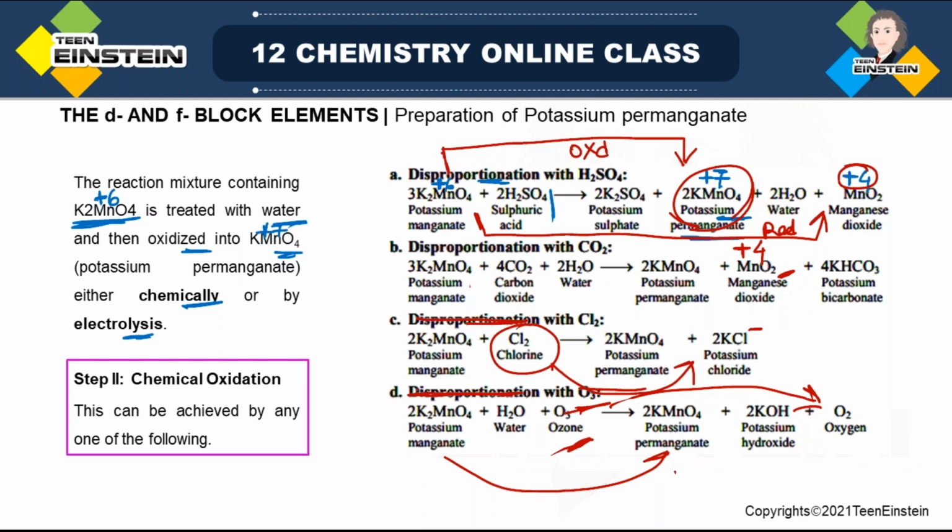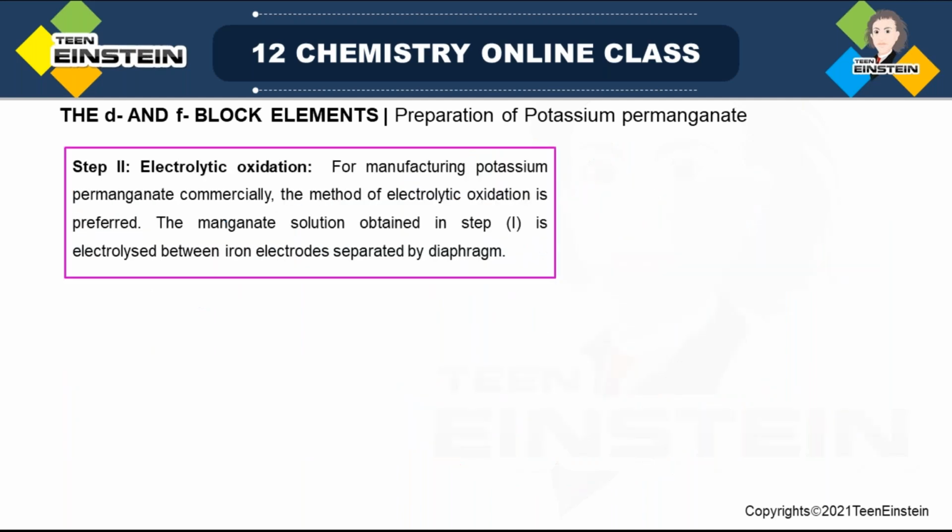But as we have mentioned, we can do this conversion of K2MnO4 to KMnO4 either chemically or by electrolysis. Chemically, how we can do it, we have already seen in these four equations A, B, C, D. Now we will see how by electrolysis also you can do the oxidation. We are calling this electrolytic oxidation, because after all it is oxidation. For manufacturing potassium permanganate commercially, the method of electrolytic oxidation is preferred over chemical oxidation.